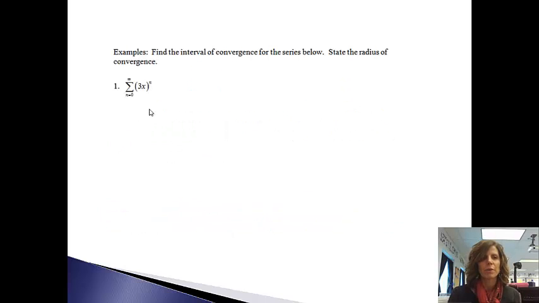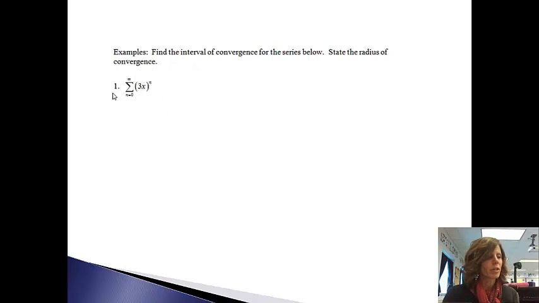We're going to jump right into the examples. We're going to find the interval of convergence for the series below and state the radius of convergence. You'll notice this is a power series because I do have a power to n, and I also have an x in my problem that can be changing. So we want to find out which values of x would make this series converge.